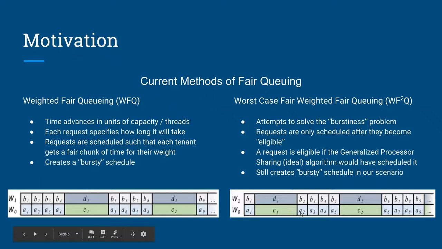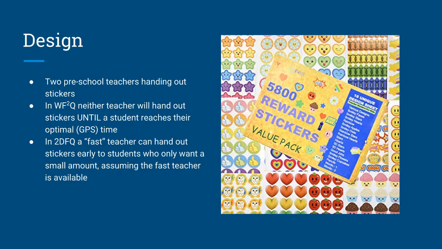A1 running and then C1 running for 4 time units. And then A does that burst again, A2, A3, A4, A5, and then C2. And the burst is almost equivalent to what we're experiencing over here in weighted fair queuing. So WF squared Q really isn't a solution to our problem in this particular case.